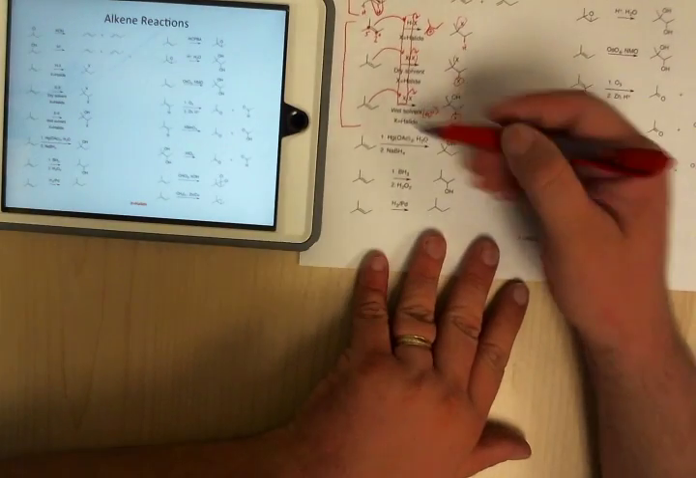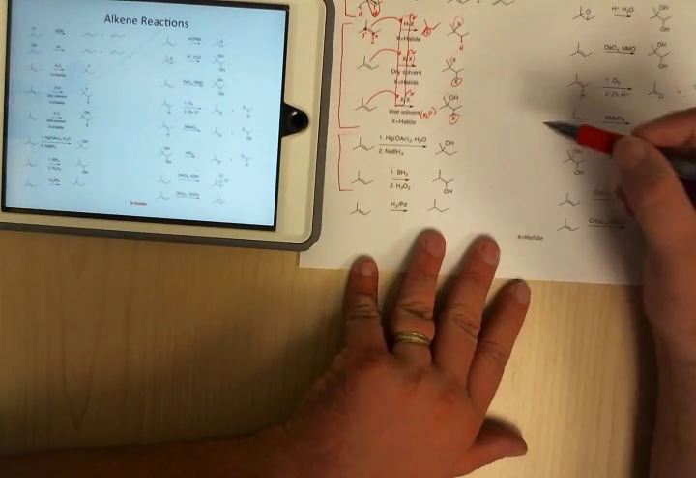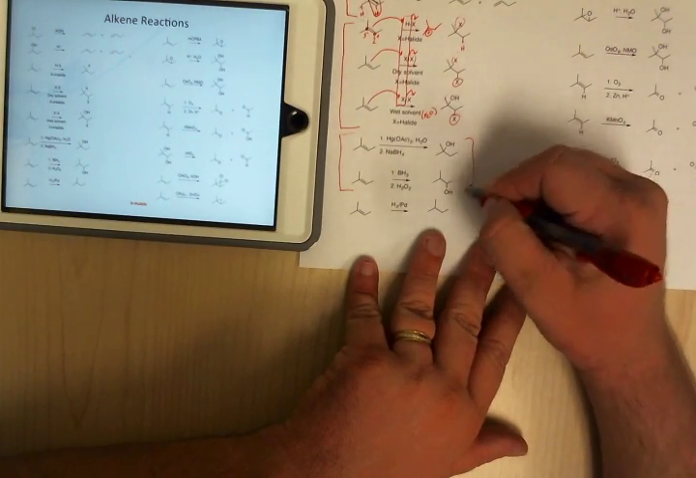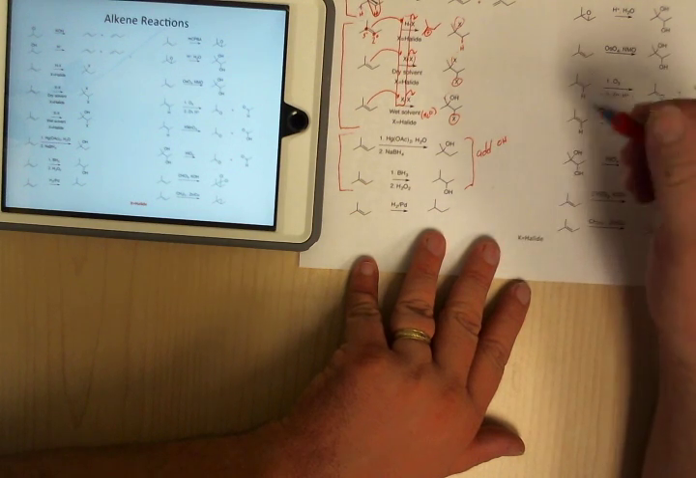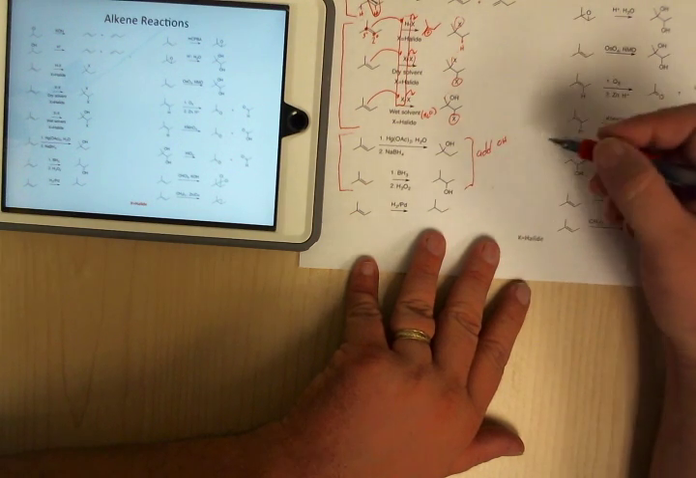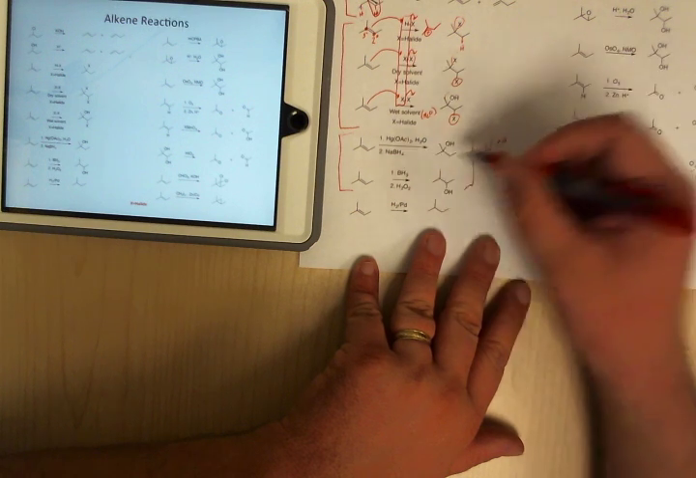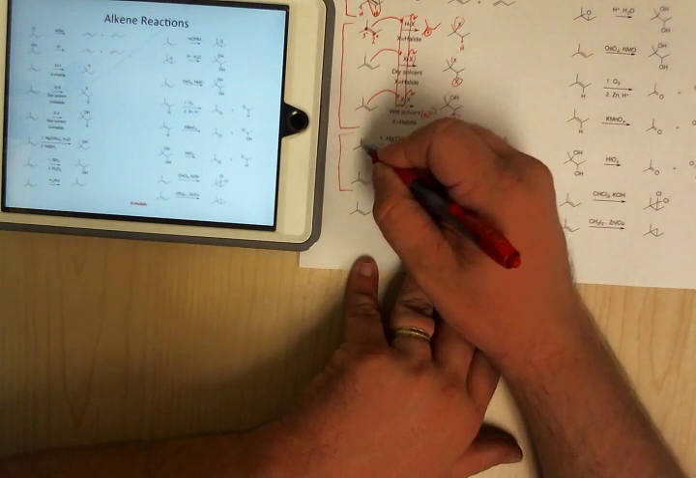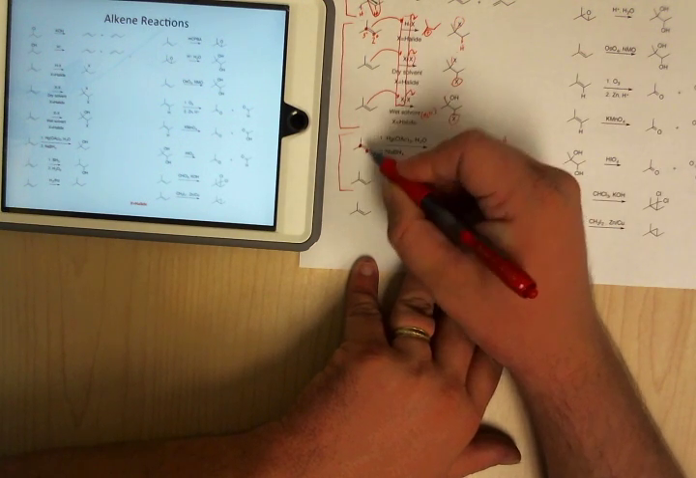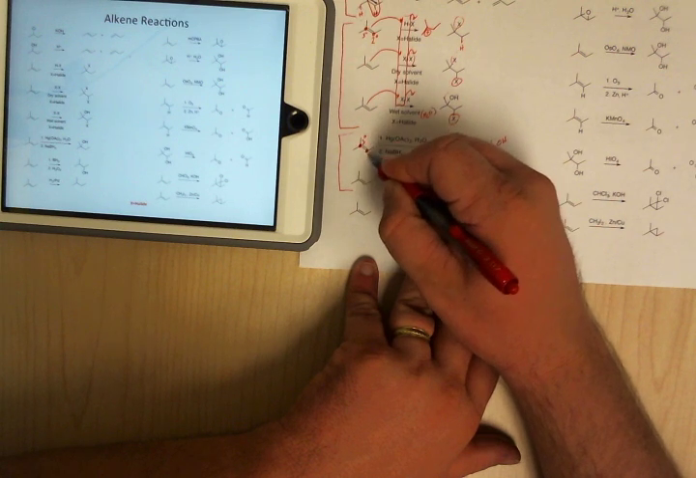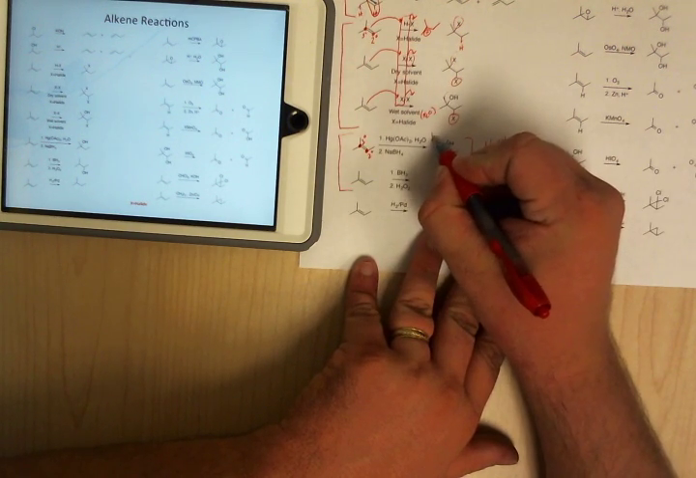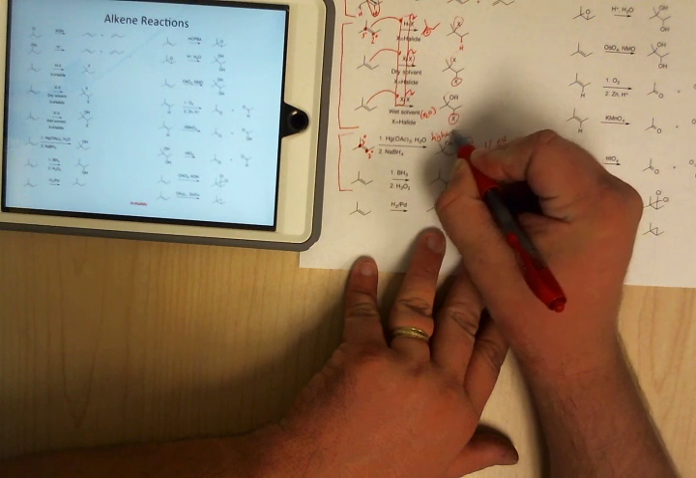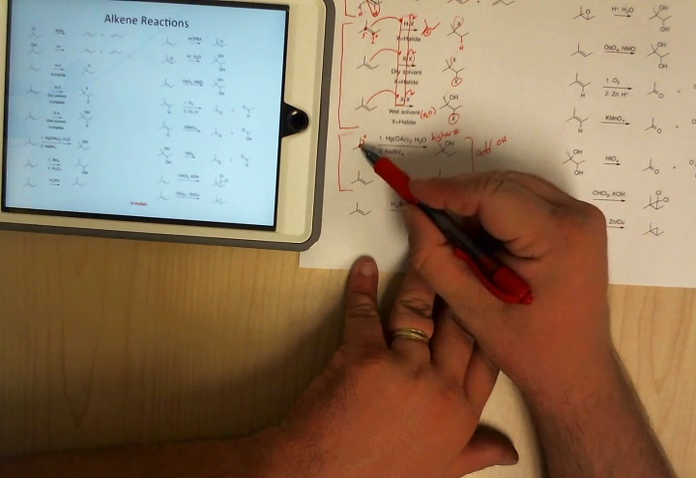Now, these guys here, these two are complementary to each other. These add OH groups onto where there were double bonds. But they're complementary, because this is tertiary, this is secondary. This one here adds to the higher numbered side, so tertiary.